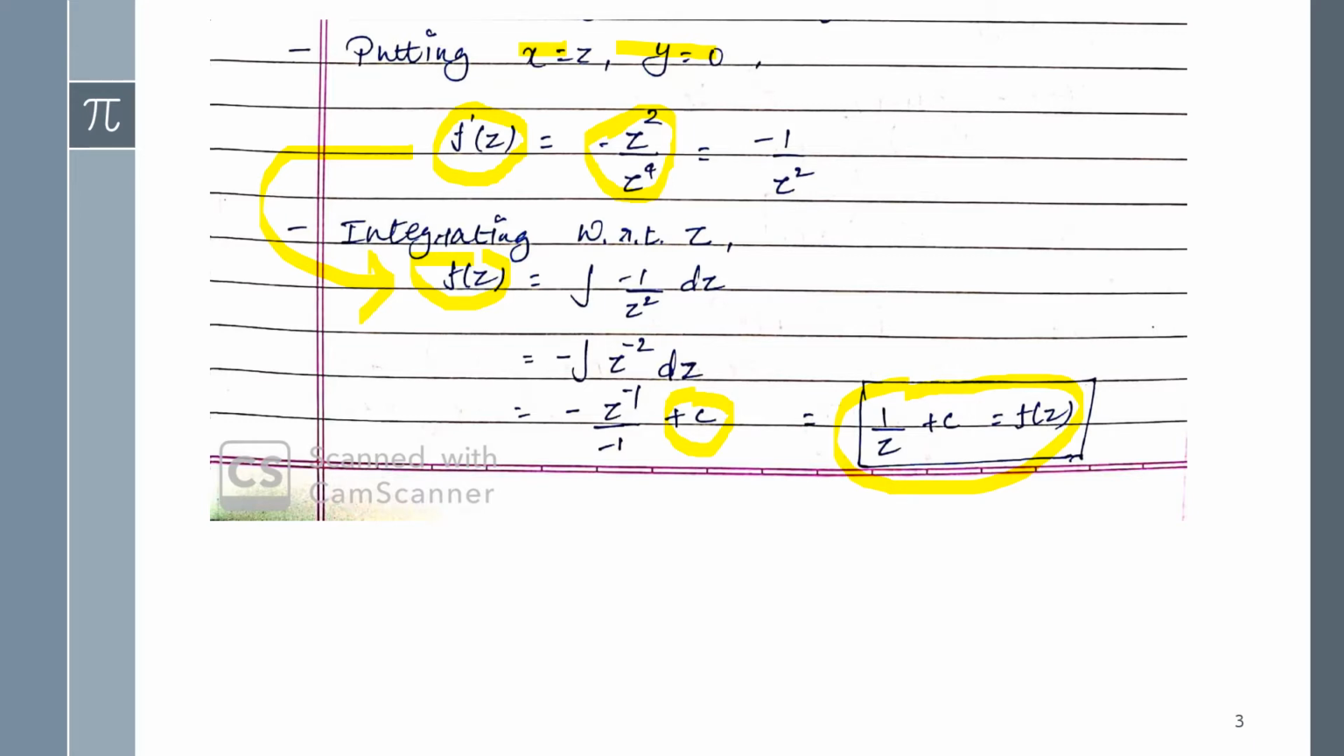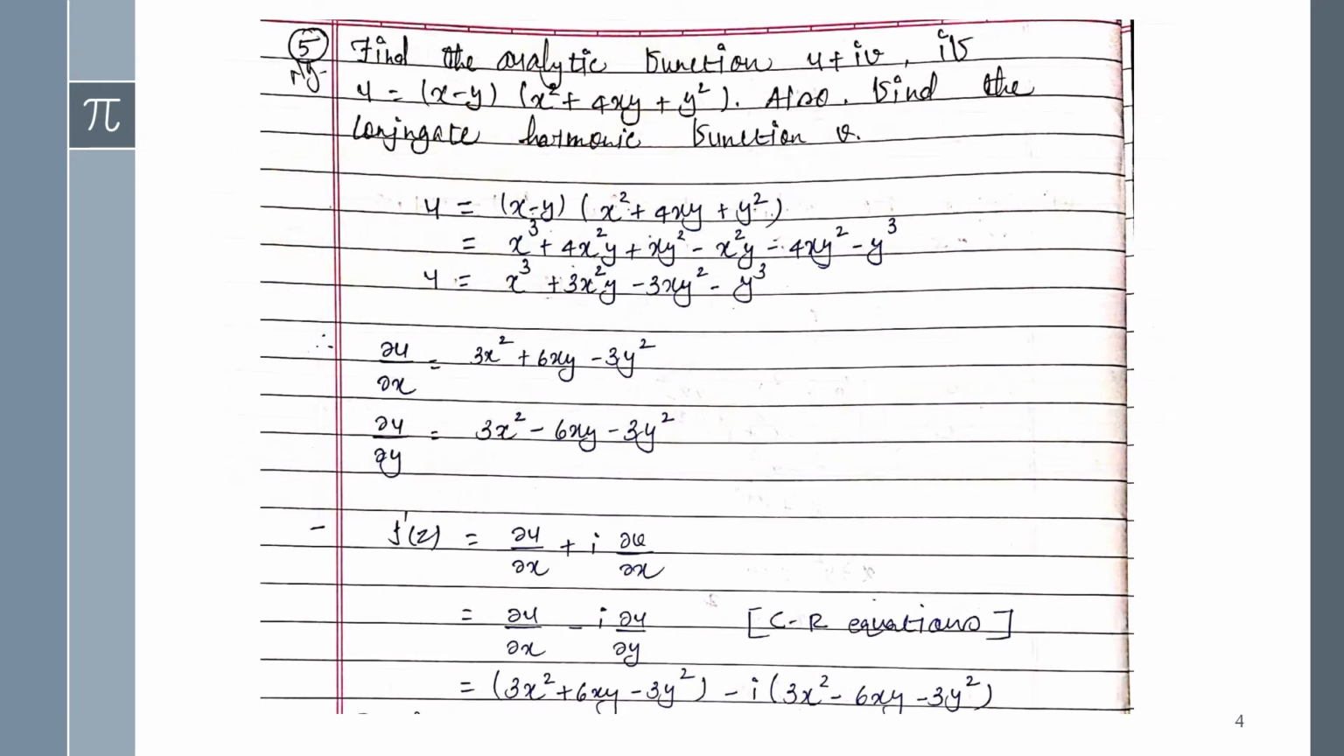Now here is the fifth example. Find the analytic function u plus iv if u equals x minus y into the bracket x square plus 4xy plus y square, and also find the conjugate harmonic function v. I hope you know the pattern of the example, because till this session I think we have completed 4 examples.